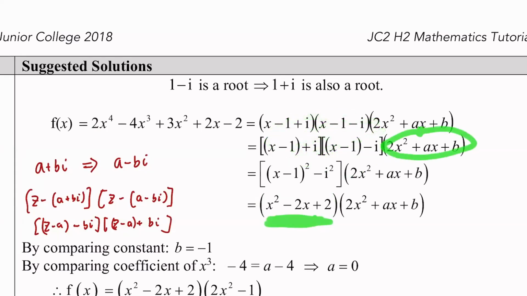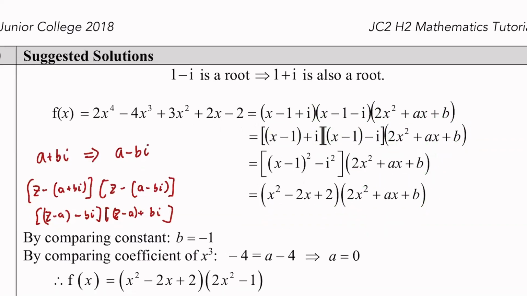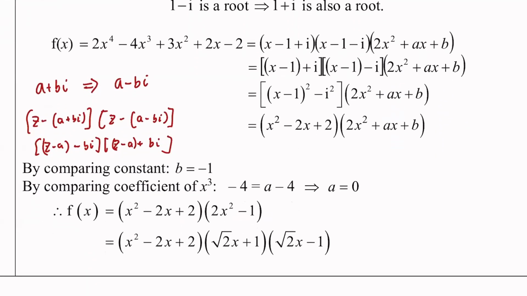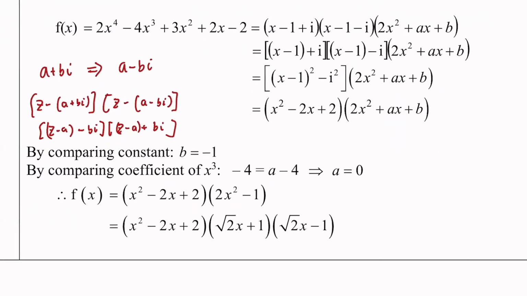Then this one, 2x squared plus ax plus b, just copy down. You can't do anything yet. For now, until the next step, now you can start to compare coefficients. So they start by comparing constants. Constant here is -2. Constant here is b times +2. So it's 2b equals -2. Solving for b, you get -1 divided by 2. Is this b okay? Yeah.